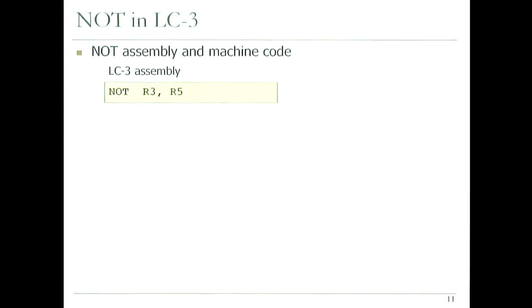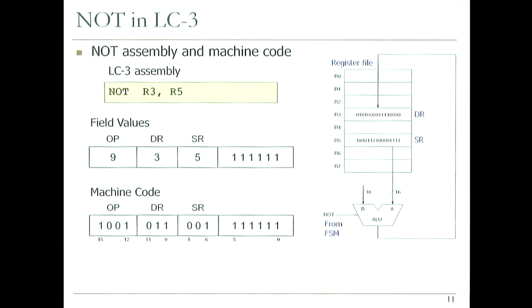this is the syntax in LC3 assembly. This is the matching code, and this is the relevant data path. We have a source register. We input this source register to the ALU. The ALU will receive some control signals from the finite state machine that will tell it you have to execute one NOT operation. It will invert or flip all the bits and store the result in the destination register.